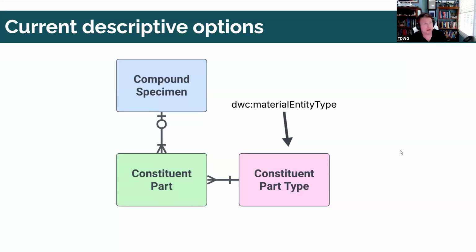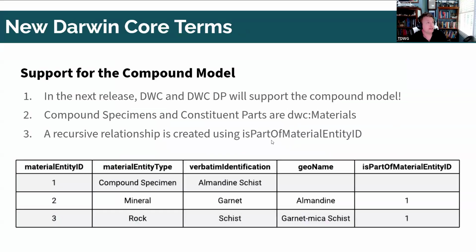This is how it fits within this compound model, and there is support for the compound model coming in the latest edition of Darwin Core and Darwin Core DP with the is part of material entity ID. Let's go back. You have material entity ID. This is a really basic example. This one has no parents. These two have the compound specimen as parent, and so you just infer it. This is a really simplified view of it. And so these two are parts of this particular object. So you actually can't do these self joins now.